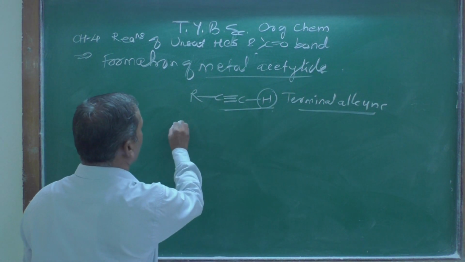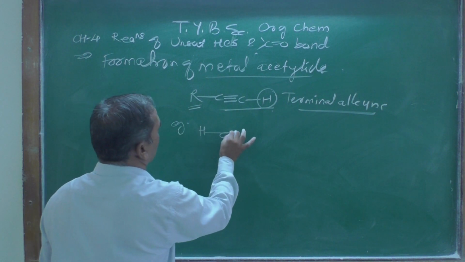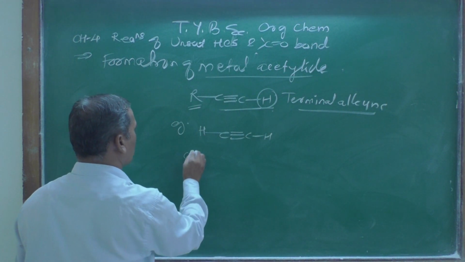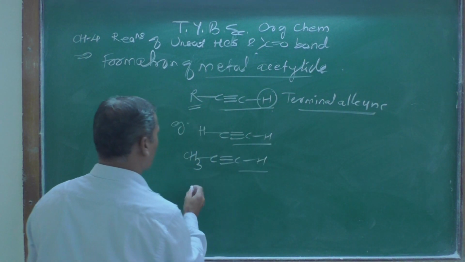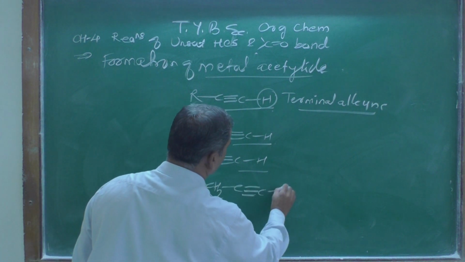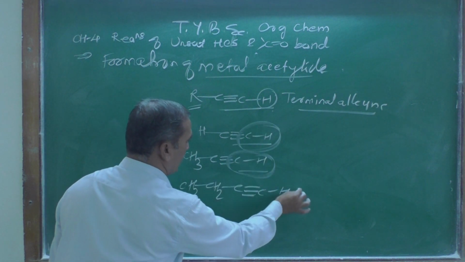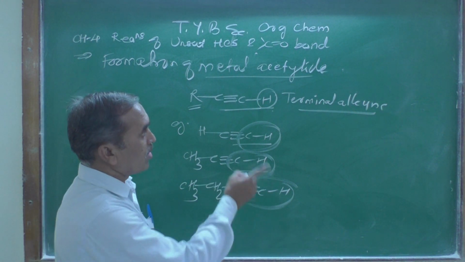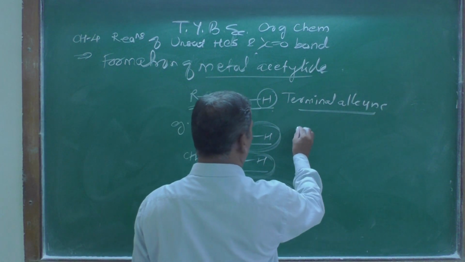Suppose our examples are here: terminal alkynes. Here you can put R equal to H, so H C triple bond C H. This is a terminal alkyne. Or you can write CH3, C triple bond CH. Look at the terminal side over there. You can see CH3 CH2 C triple bond CH. Go on changing, but remember the end of the chain means that the species is called a terminal alkyne.